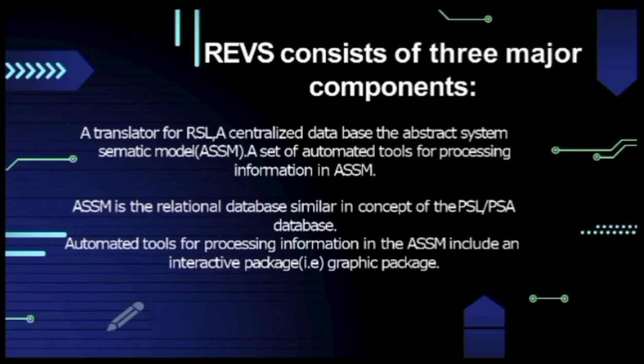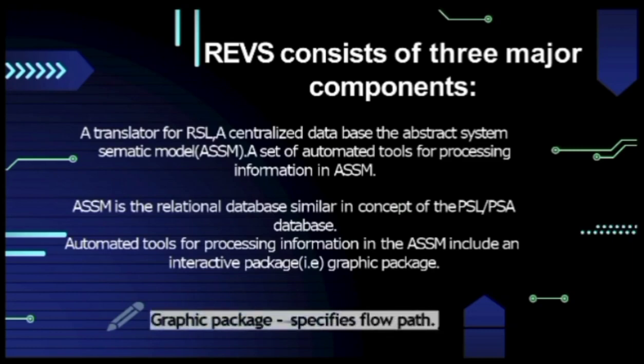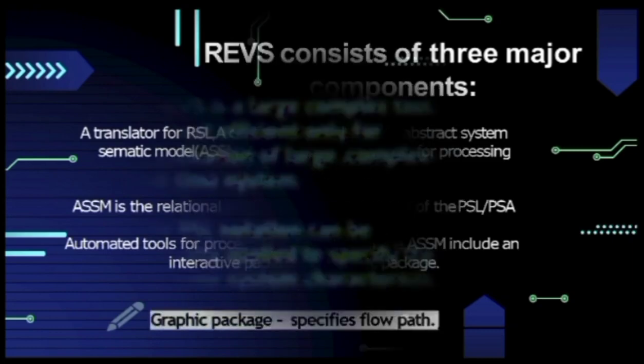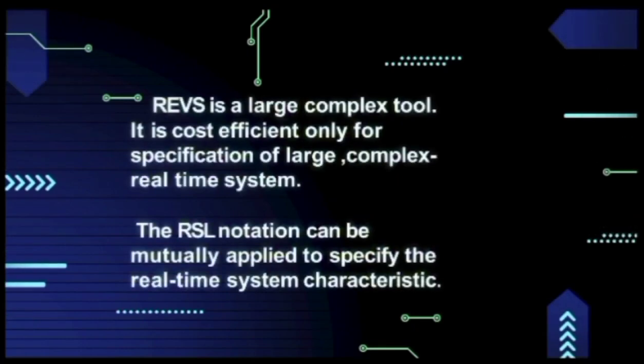AS2M is a relational database, similar to the concept of PSL and PSA. Automated tools for processing information in the AS2M include an interactive package, that is, a graphic package. Please note that the graphic package shows the specific flow path. REVS is a large, complex tool, cost efficient, and a real-time system. It is a complex real-time system. So the RSL notation can be mutually applied to specify the real-time system characteristics.